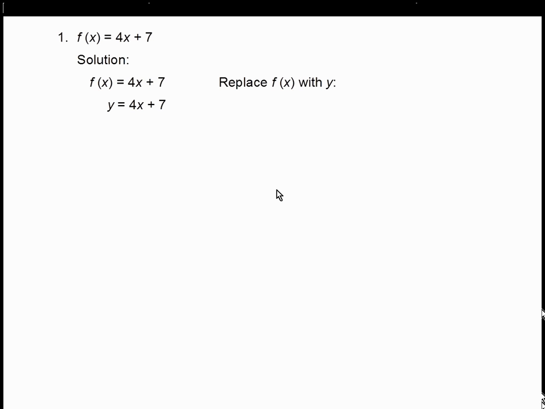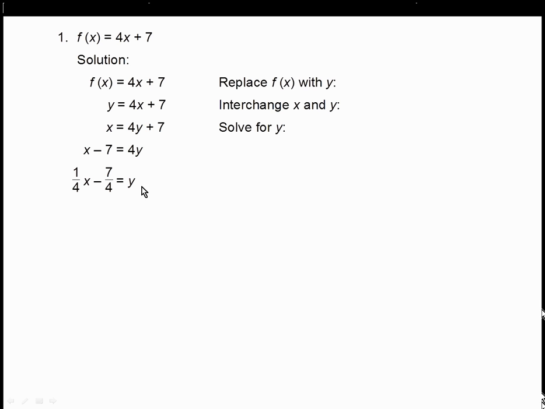Okay, step 2, I'm supposed to interchange x and y. So I'm going to have x equals 4y plus 7. I'm now going to take this equation and solve it for y. Now notice, since y is on the right-hand side, I'm going to keep it there. So first, I'm going to get rid of this 7. So we're going to subtract 7 from both sides. Now divide everything by 4. So I'll have x minus 7 all over 4 is equal to y.